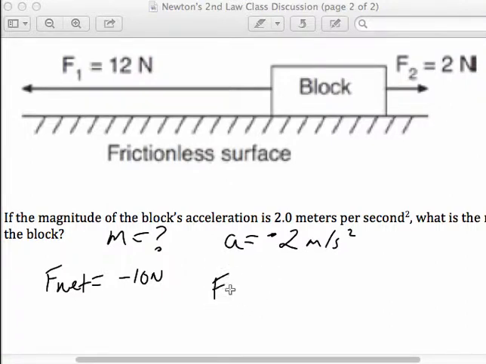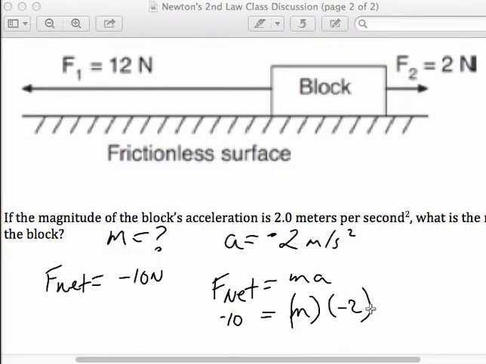So to get the mass, I'm just going to use Newton's second law, F net equals ma. The net force is negative 10. The mass, I don't know. And the acceleration is negative 2. Okay. So if I take 10 divided by 2, I should get a mass of 5 kilograms. That'd be the mass of that block.